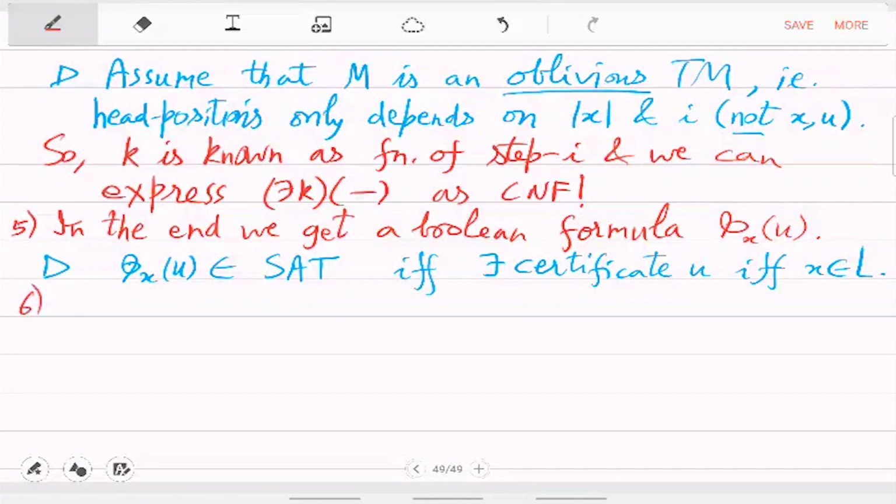And what is the size of this formula? It is not a big formula, right. In terms of t, you can see that what we have done is essentially we have these t steps, step i, and within each step again there are at most t comparisons happening. So, it is t square, order t square.